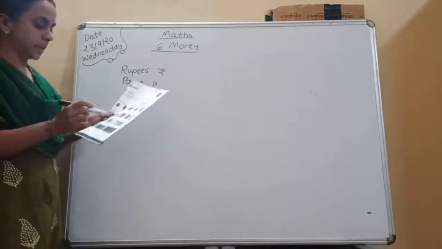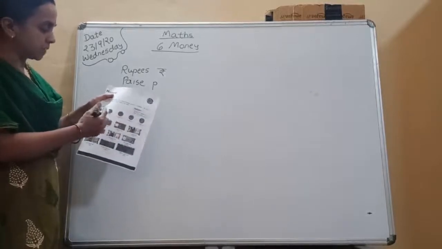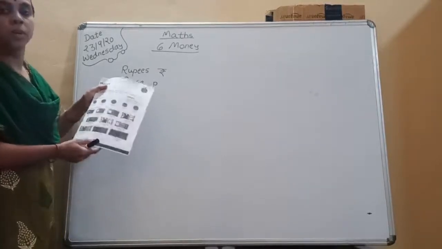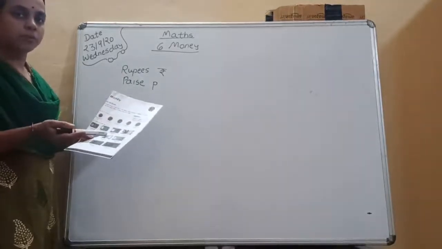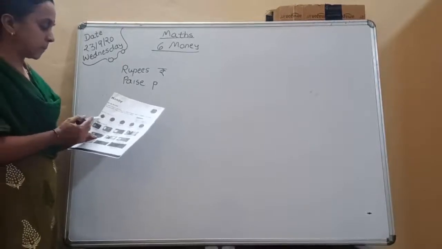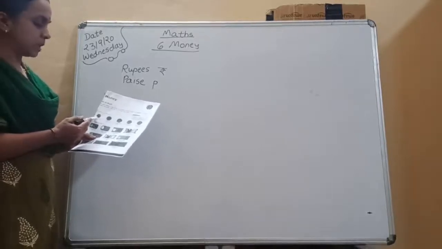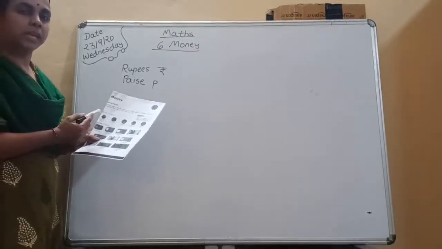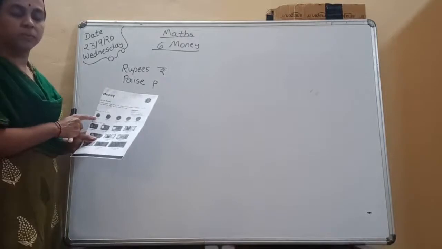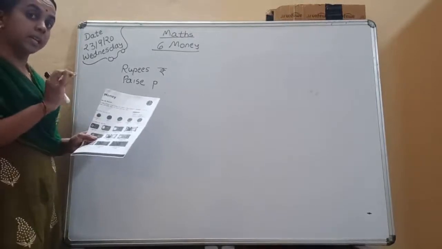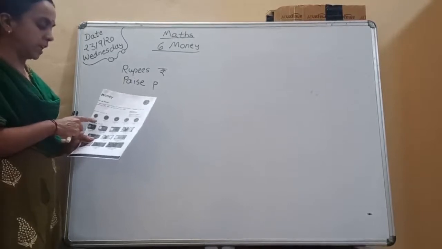Now see in your textbook, page number 85, we can see the different types of coins, different types of rupees. We will see them one by one. So which coins are we using in day-to-day life? See, the first coin is the 50 paisa coin. Nowadays, this 50 paisa coin is very rarely used. In earlier days, the 50 paise coin was having some value. Nowadays, it is not having any value.